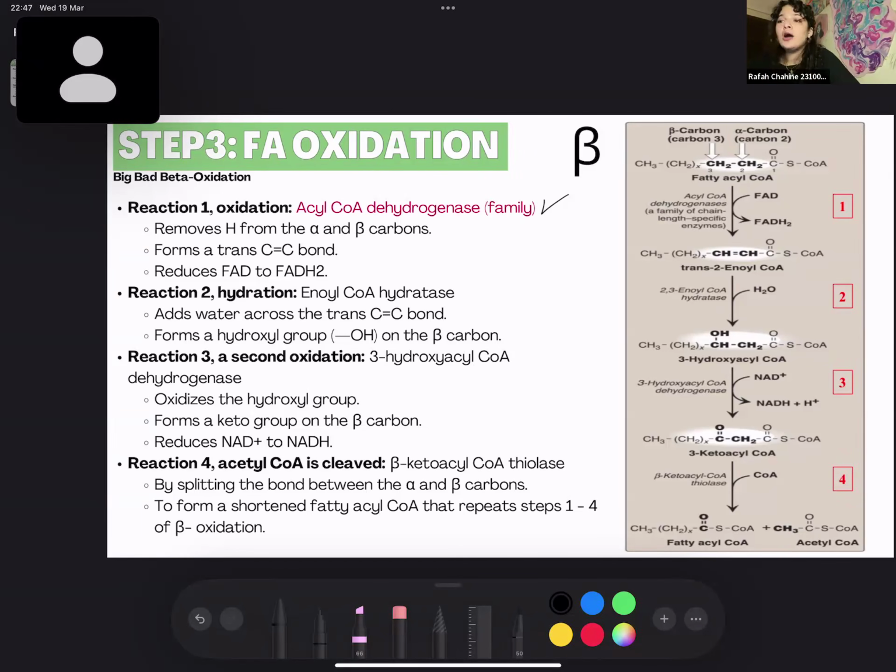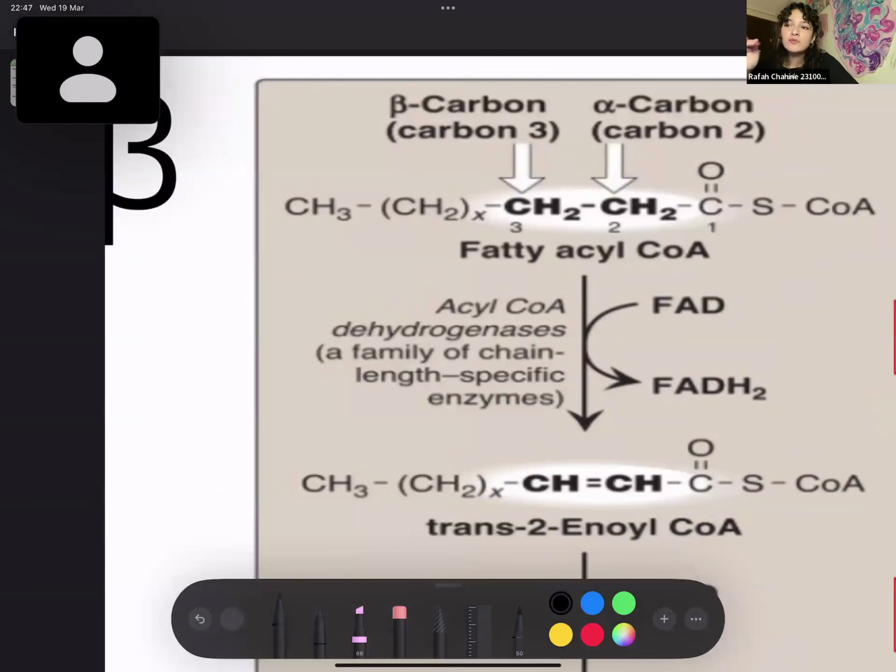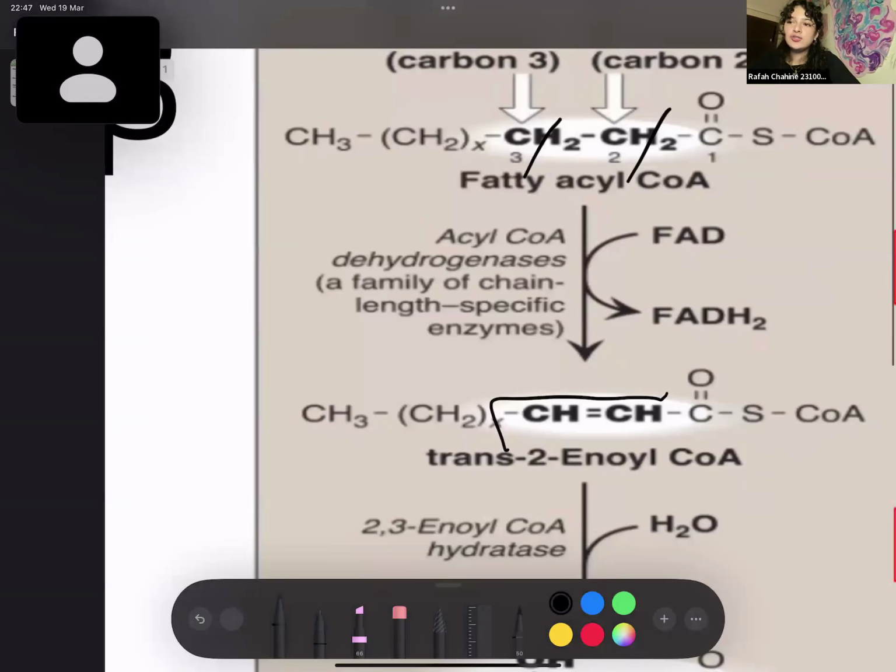Now, when I oxidize fatty acyl-CoA, I'm removing hydrogens. But where am I removing them from specifically? I'm removing them from the alpha and the beta carbons. So I'm going to take these out. Okay, and this is why we get the CH instead of the CH2.